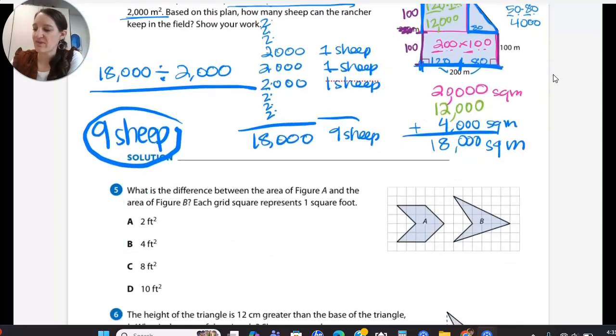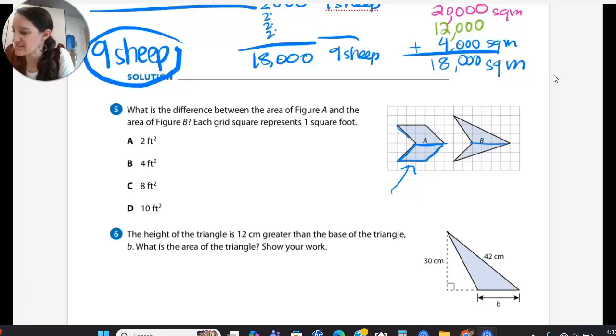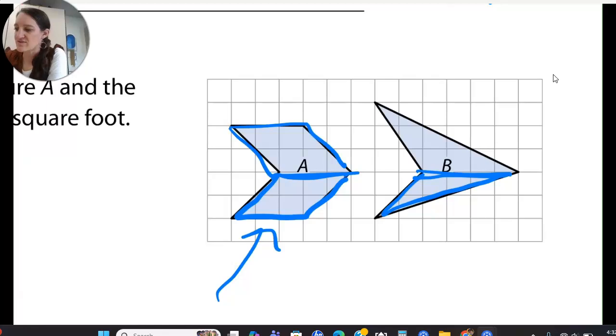There we go. What is the difference between the area figure A and the area figure B? Each grid square represents 1 square foot. I'm going to divide that and divide that. So we have a parallelogram here, and it's the exact same as a parallelogram here, right? And then we have a triangle here, a triangle here. Okay, we're going to zoom in way close on this one. Oh, that's going to be so nice for you to see that better, huh?